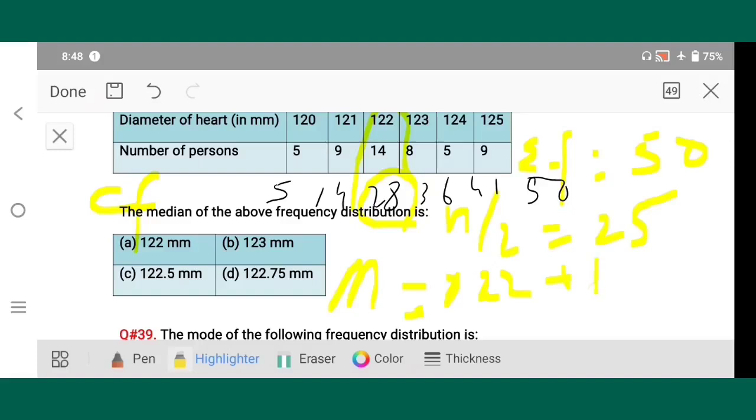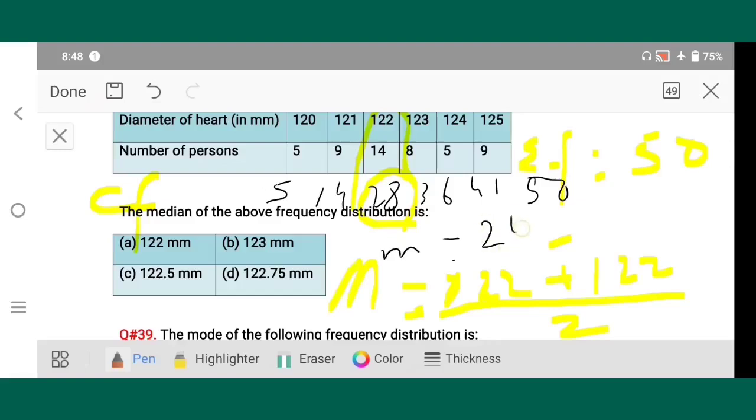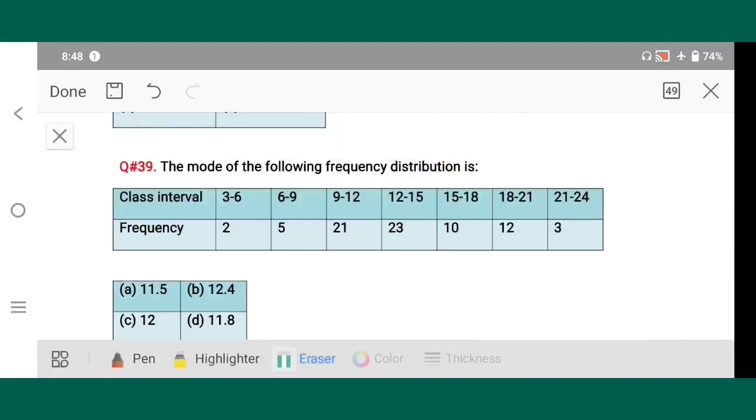So 122 plus 122 divided by 2, so median will be equal to 244 divided by 2, which gives 122. So our correct option is 122 millimeter.